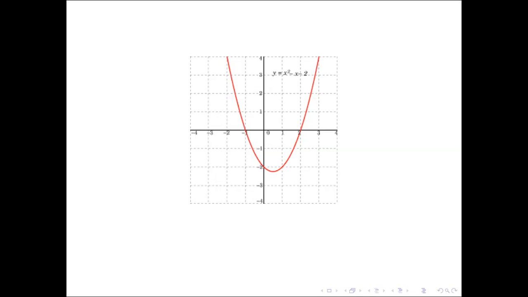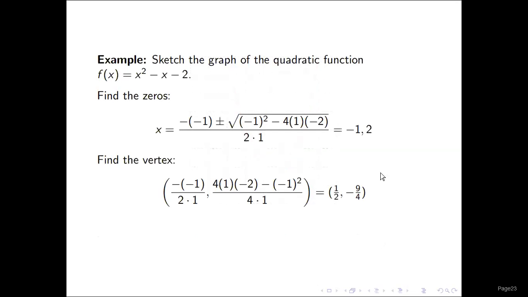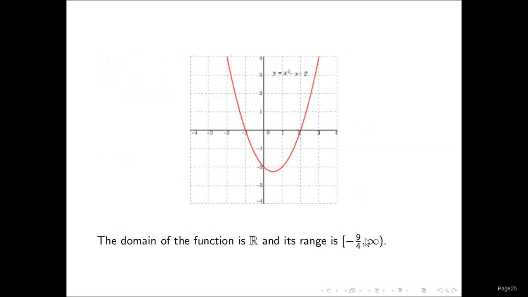So let's proceed to stating the domain and range. Domain, as usual, is always R. No problem with the domain. But the range, you have to know whether it opens up or down. So it opens up, and that means the lowest point would be the vertex, whose, by the way, k value is -9/4. We go back. This is the lowest point. So that means the y value here is the lowest possible value for the function. So the range is -9/4 to +infinity.